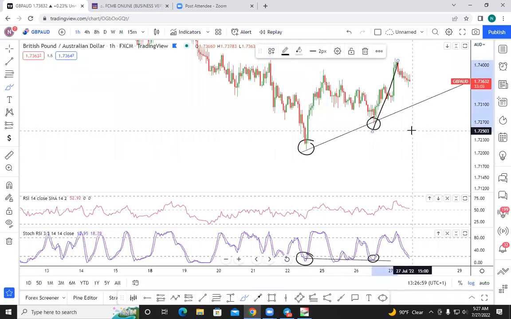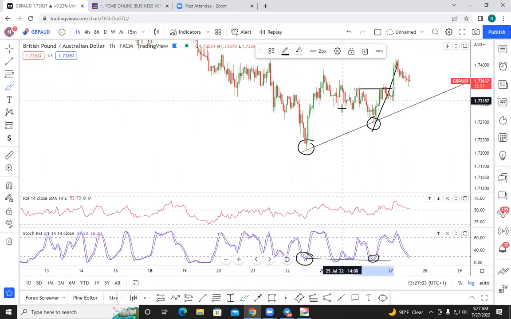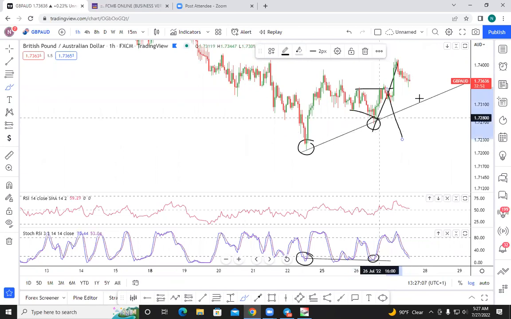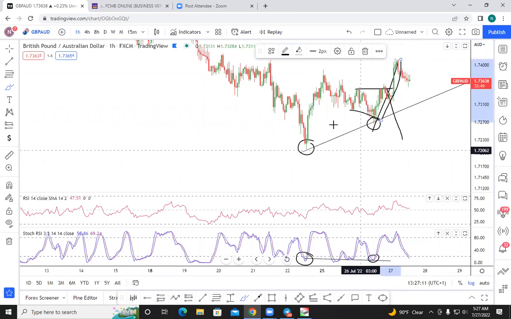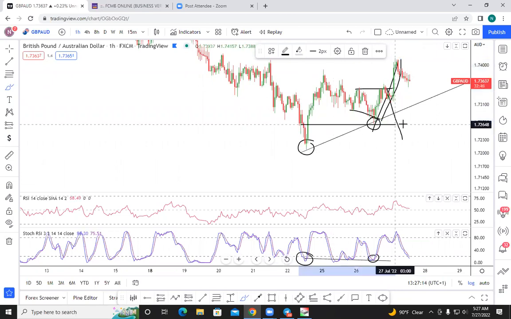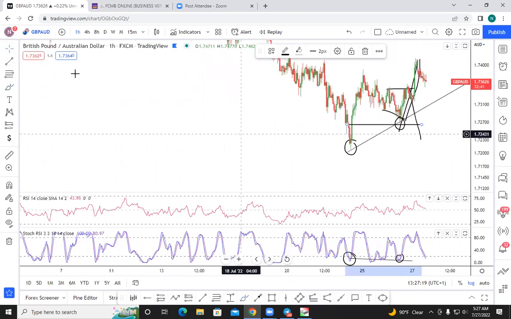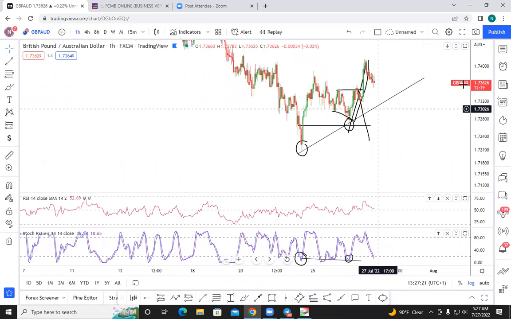But I got confused about this move because I was looking at this corrective structure to still come down, and I didn't want to lose. That was why I did not catch the whole of this move to the upside. Otherwise, we had a buy limit at 7275. Are you okay now? So that's how to make use of some of these tools.